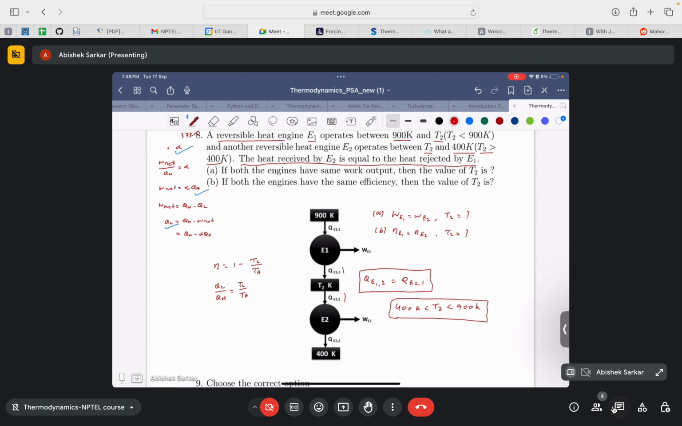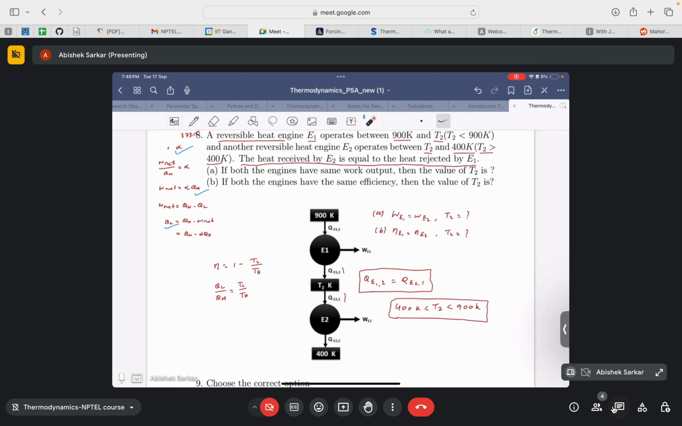Just consider it as two heat engines, right? Two heat engines operating in a series. The heat source for heat engine 1 is at 900 Kelvin, and it rejects heat at a temperature of T2. Now this heat sink for the first heat engine is acting as a source for the second heat engine, which operates between a temperature range of T2 Kelvin to 400 Kelvin. So T2 should be greater than 400 Kelvin.